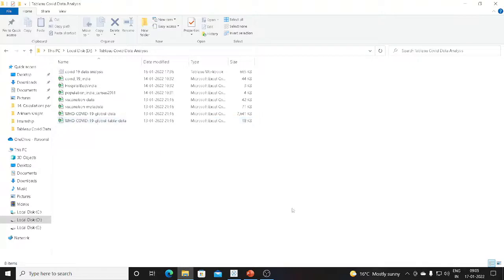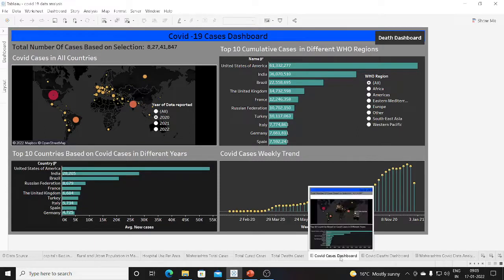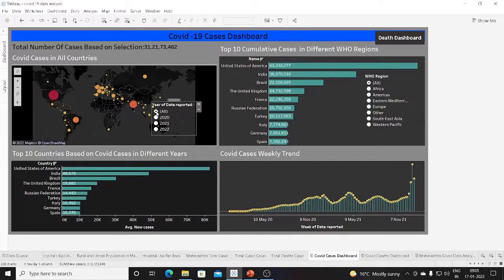Okay, now here is my first dashboard. Here you can see this COVID cases dashboard. In this dashboard, what I have shown is the COVID cases in all the countries, and the bigger the size of the bubble, the more cases; the smaller the bubble, the fewer cases. Now here we can see that I have selected 2020. Let me select all. Yeah, now you can see both graphs are changing.